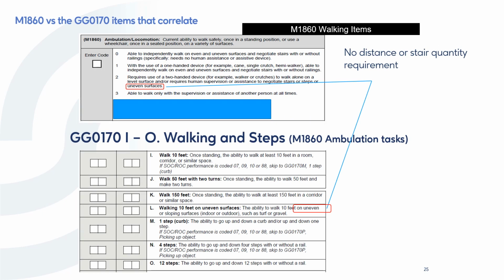Now let's take a look at ambulation and mobility. So M1860 versus those GG0170 items that correlate, just like the M1850. There's one of it, and then there's several of the GG0170s that make up that one task. So let's just look on the M1860, the ambulatory, the walking codes. So that's 0 through 3. And as you notice, one of the caveats for M1860 is there's no distance or stair quantity requirement. It's just, can you do it?